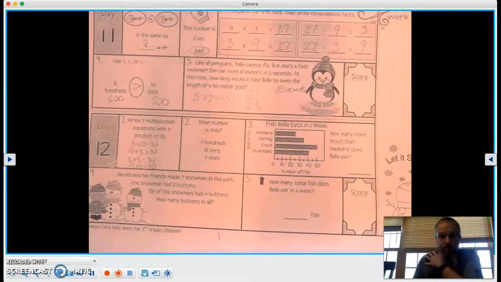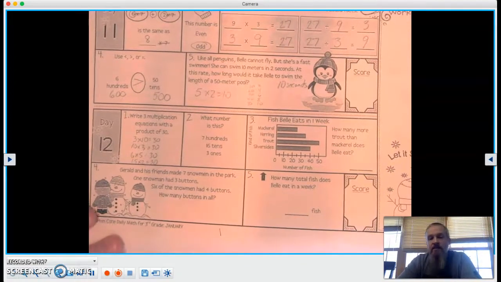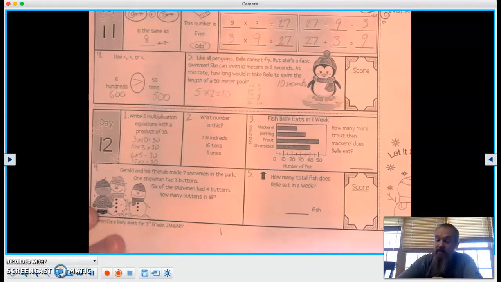Okay, number 2. What number is this? 7 hundreds, 16 tens, 3 ones. Wait, they always do this, don't they? They always make this one a little bugger, and they try to trick us up every single time. It's not going to happen today, is it?